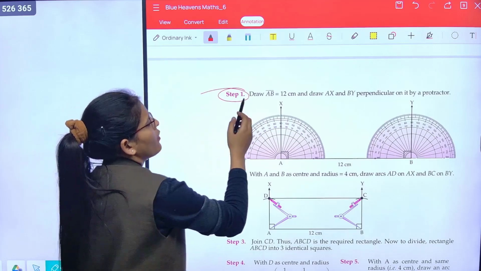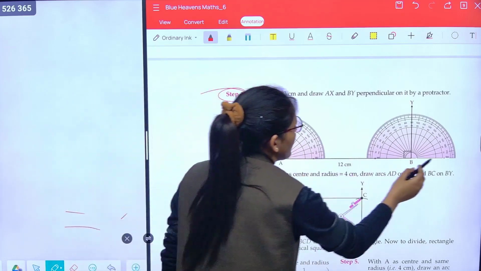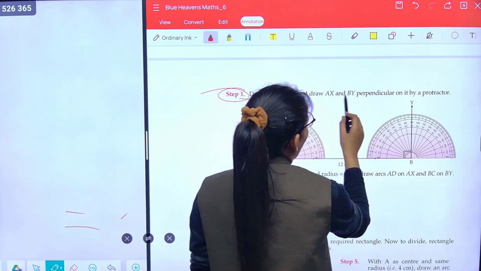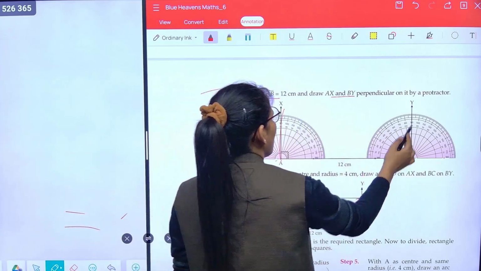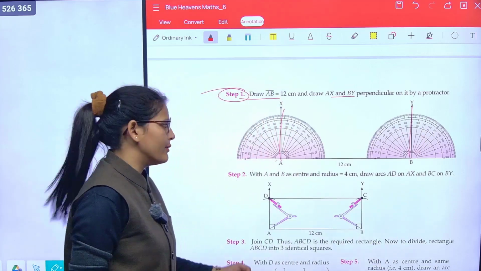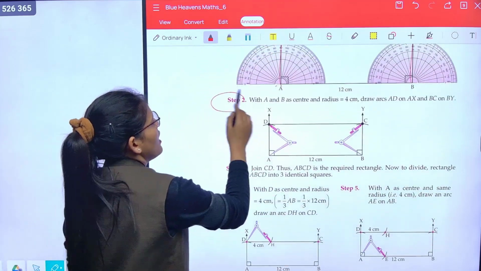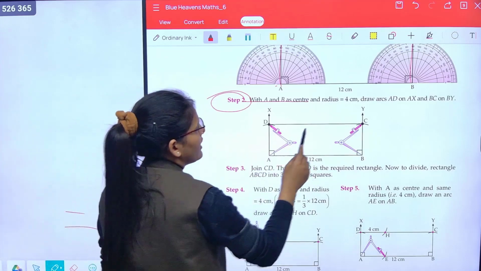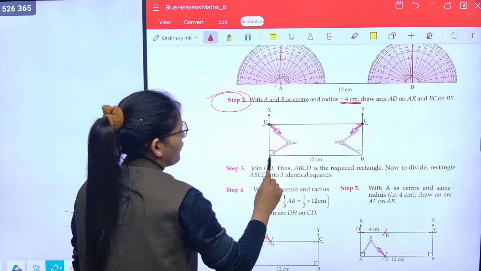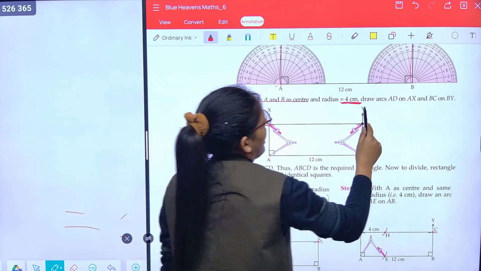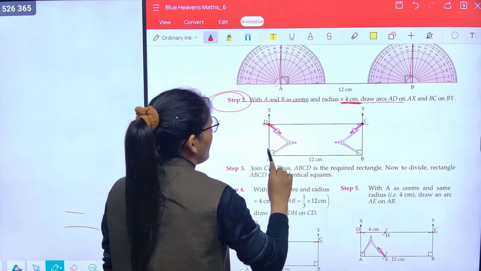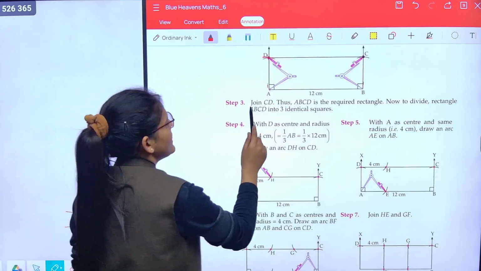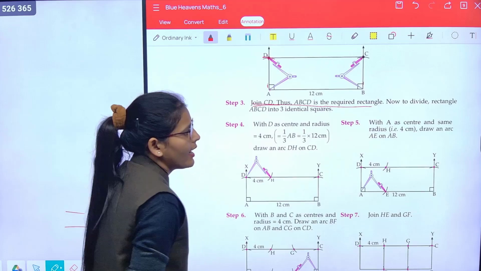Now step 1, draw AB. फर्स्टली हमने draw AB किया, that is 12 centimeter. AX and BY हमने उसको perpendicular किया, now class, with the help of a protractor. Now step 2, with A and B as center and radius 4 centimeter, draw arcs AD and BC. Now class, okay. Now join CD. Thus ABCD is required rectangle.